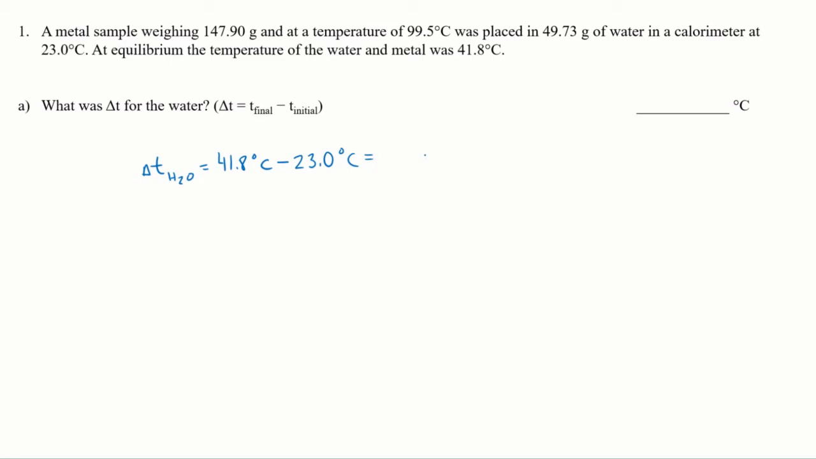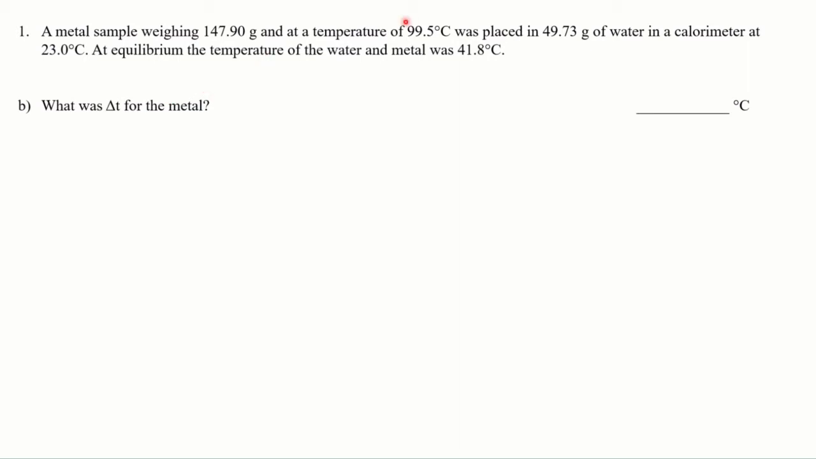With change in temperature, you have to be careful with the positive and negative signs. So here, this is a positive change of 18.8 degrees Celsius. So our answer is positive 18.8 degrees Celsius. So part B of the question says, what was delta T for the metal? And we will use the same equation for delta T as we did in part A. Delta T is the final temperature minus the initial temperature. But this time we'll use it for the metal, not for water.